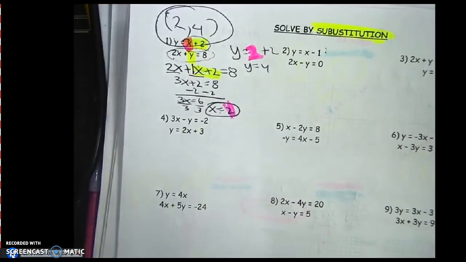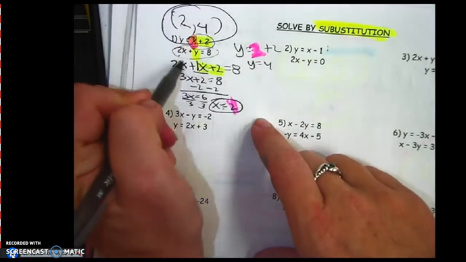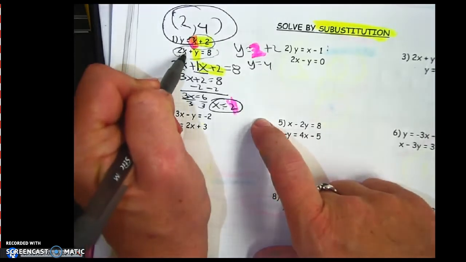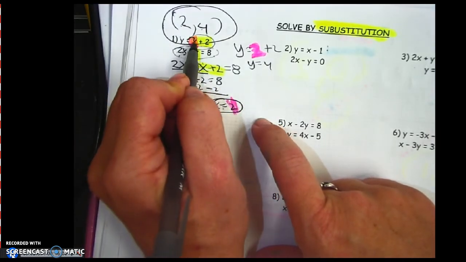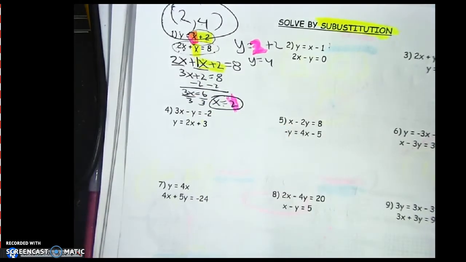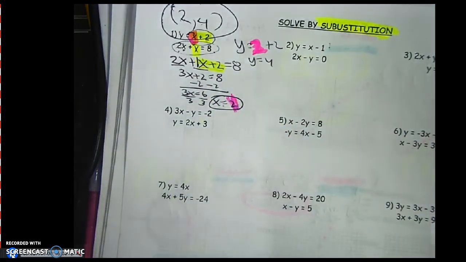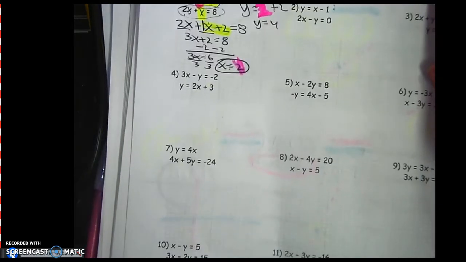Okay? So how do I know I'm right? I take 2, I plug it into x, 2 times 2 is 4, plug in the y, 4 plus 4 is 8, I plug it into the first one, it works. Since they both work, I know that I'm good to go. Okay? Let me try number 4.